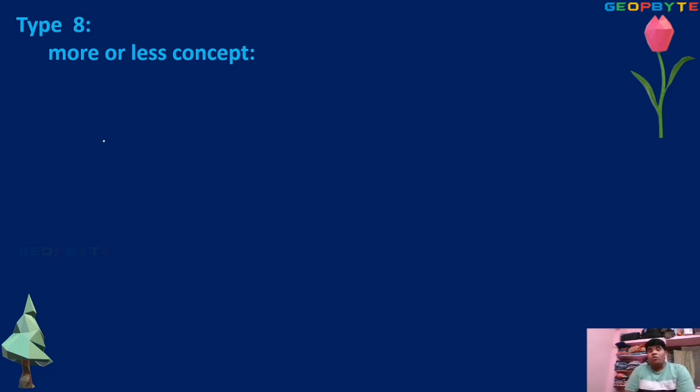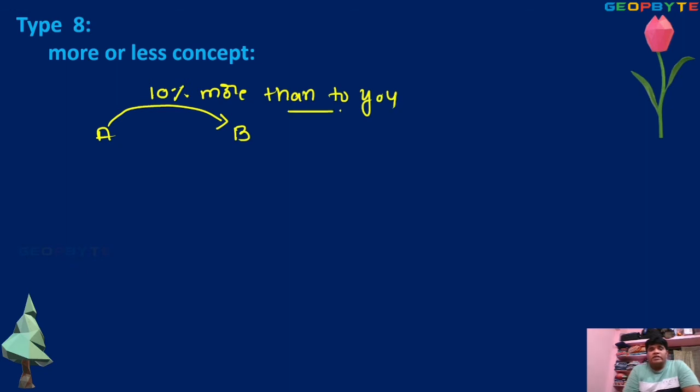Type 8, more or less than concept. Level increased. Okay, depth. Here observe, A and B, two friends, two students. A said to B, I am 10% more than you. Then what is the A value? I don't know. That's why let B be equal to 100.